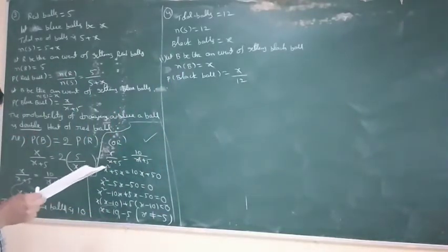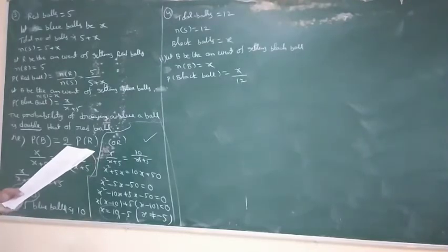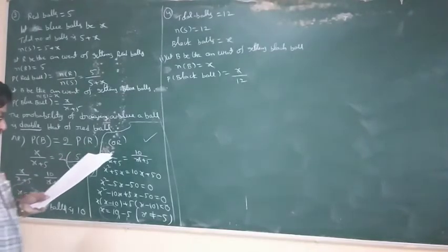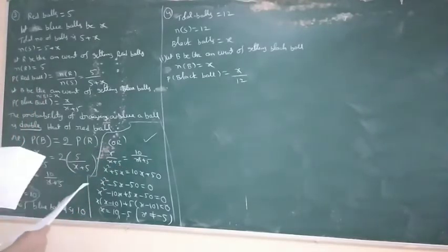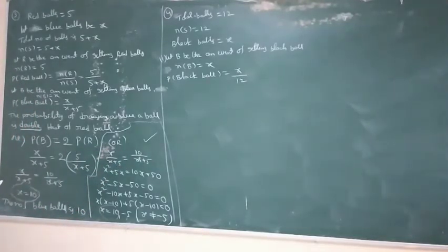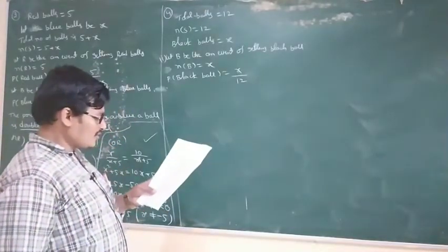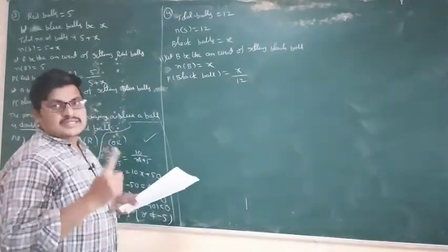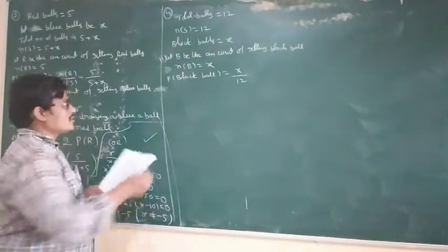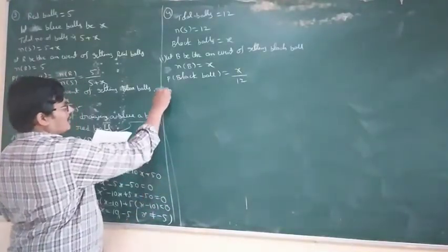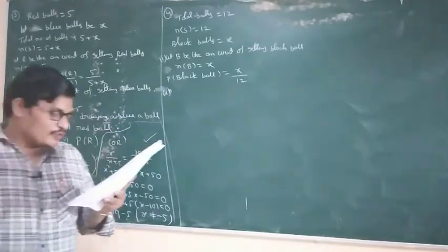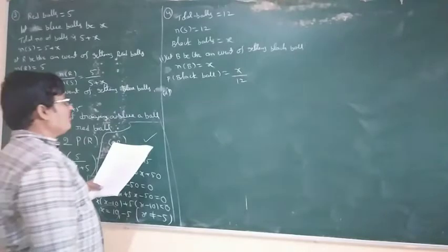Next, 6 more black balls are put in the box. This second bit, listen carefully, this is a tough one. 6 more black balls are put in the box.